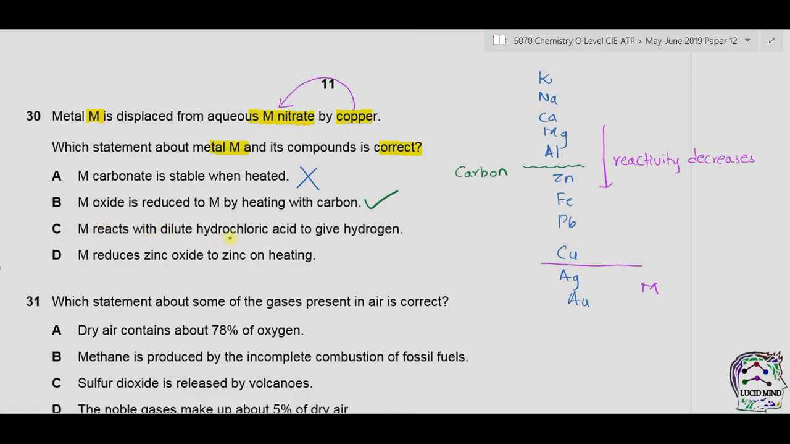C, M reacts with dilute hydrochloric acid to give hydrogen. This is wrong because hydrogen is less reactive than M, since hydrogen comes above copper. D, M reduces zinc oxide to zinc on heating. This is also incorrect because M is present below zinc in the reactivity series, so therefore it cannot reduce zinc oxide to zinc on heating. Correct answer is therefore B.